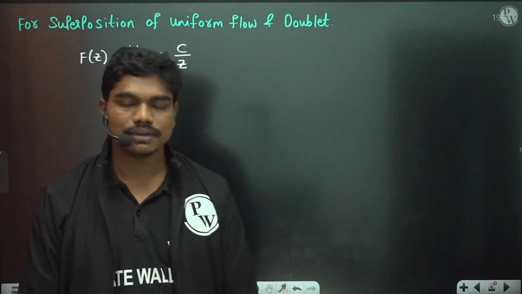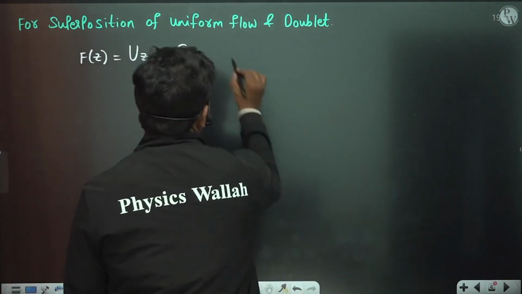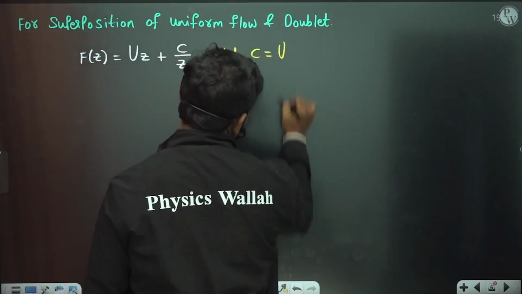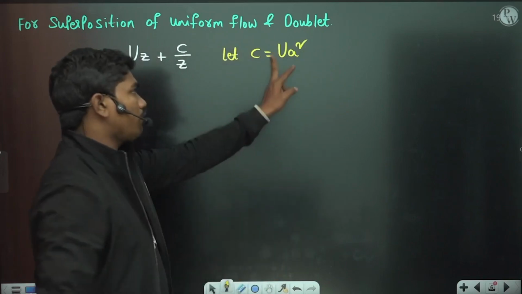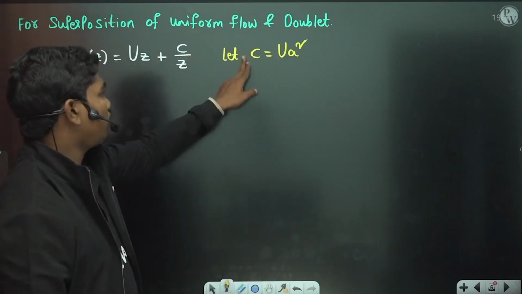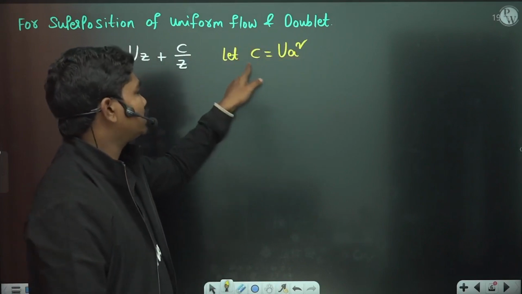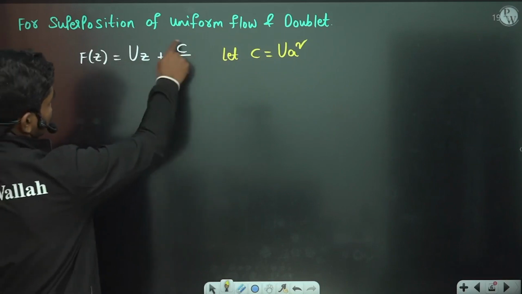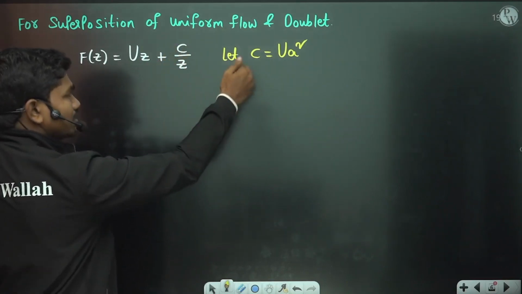Okay, now here I'm just making one small modification, that let this C, whatever is there, be equal to U into A square, for example. So we can write C as a product of U into some constant squared. A is some constant, so this C can be written as U times A square. Because this is just a constant, correct? So this constant can be written as U into A square.